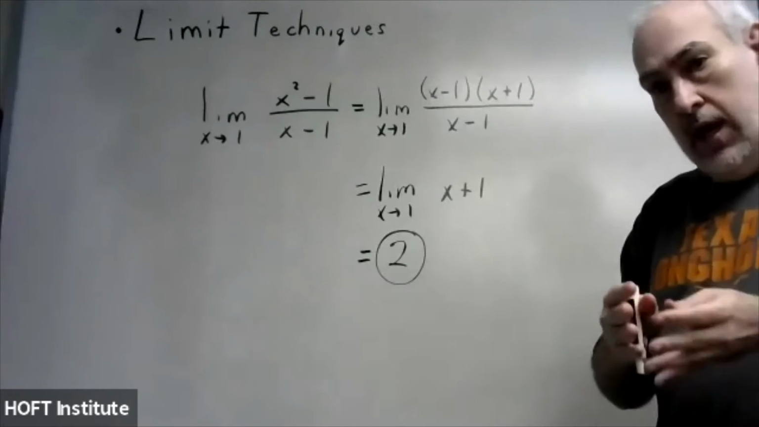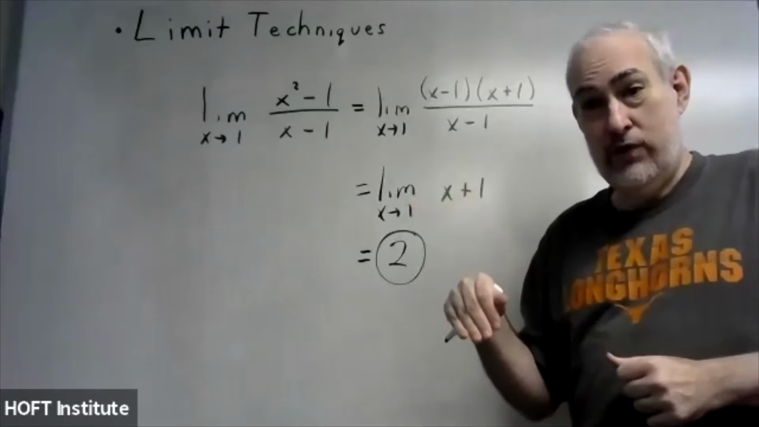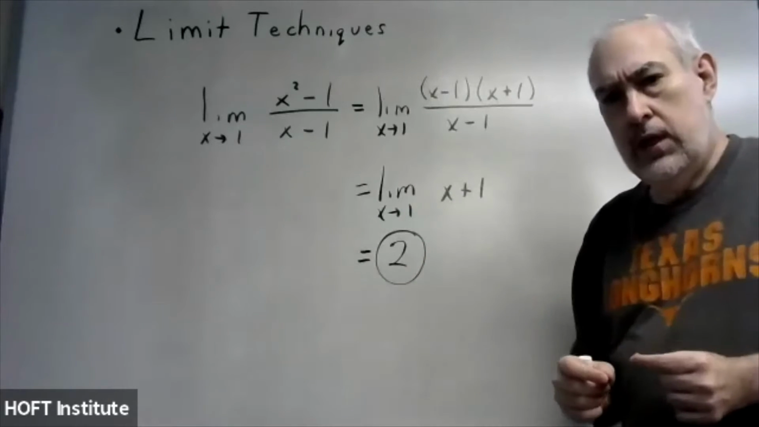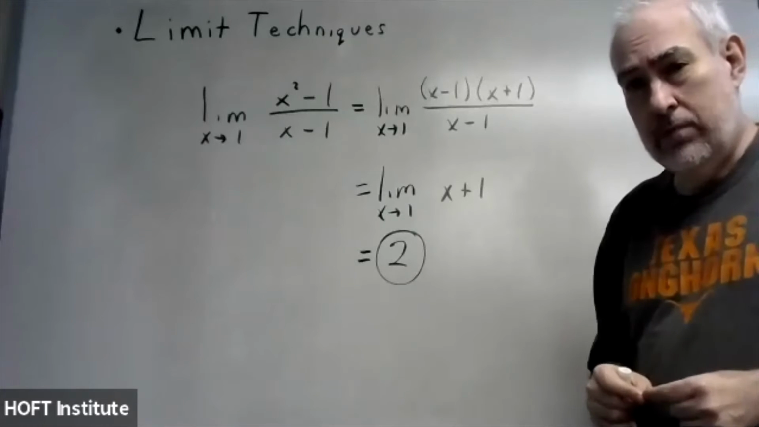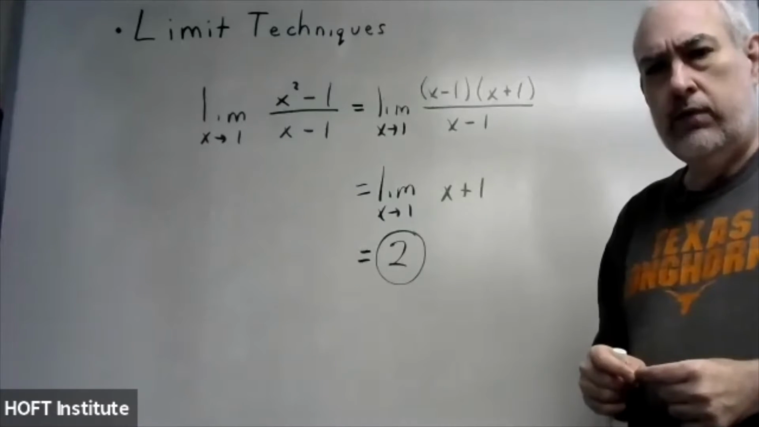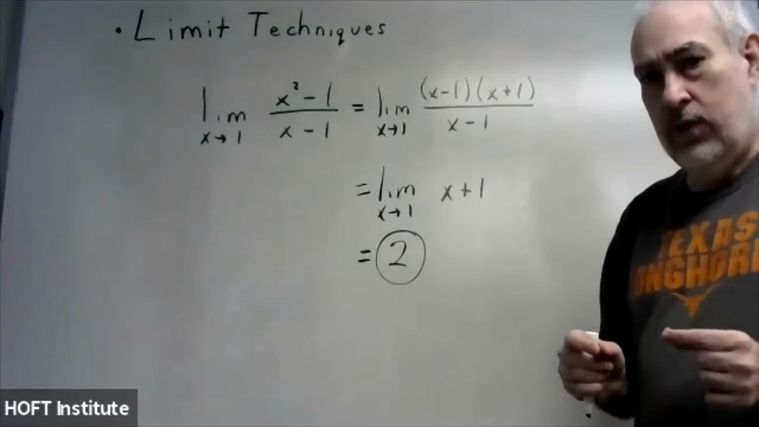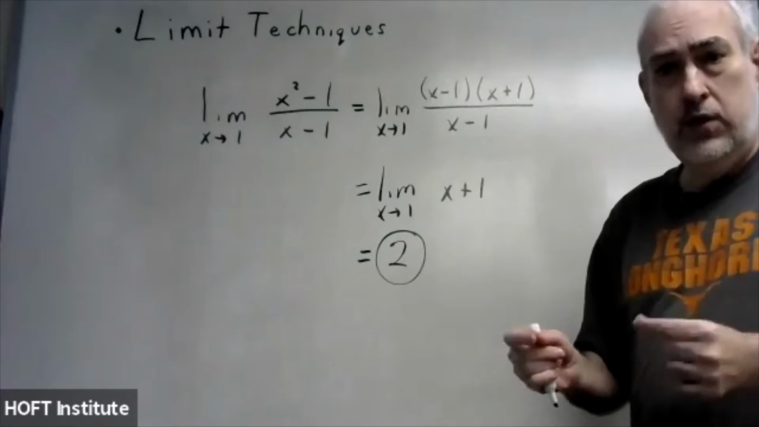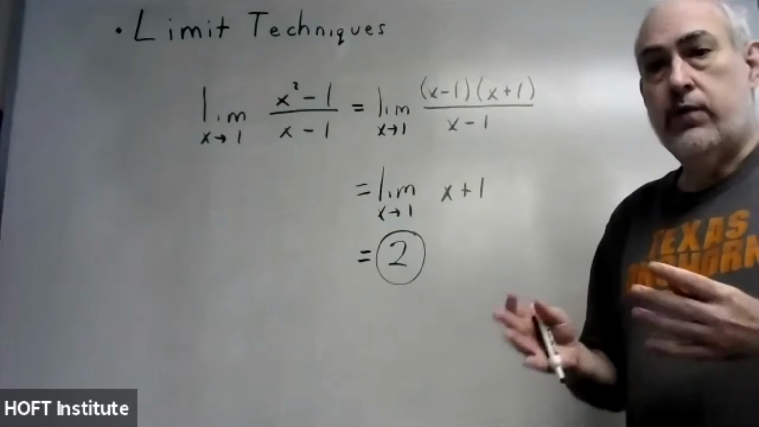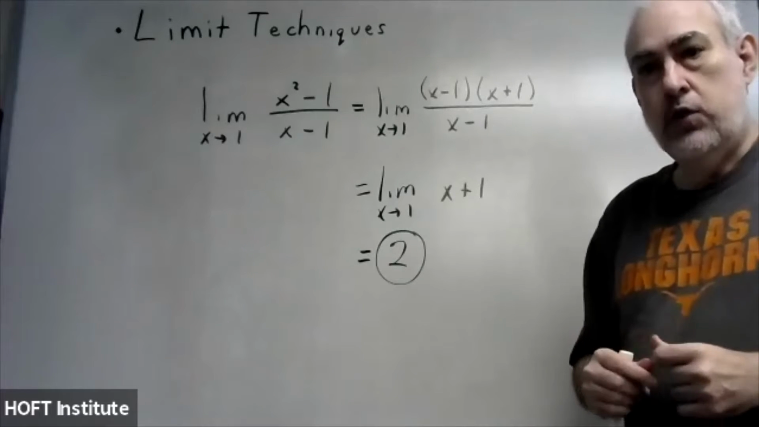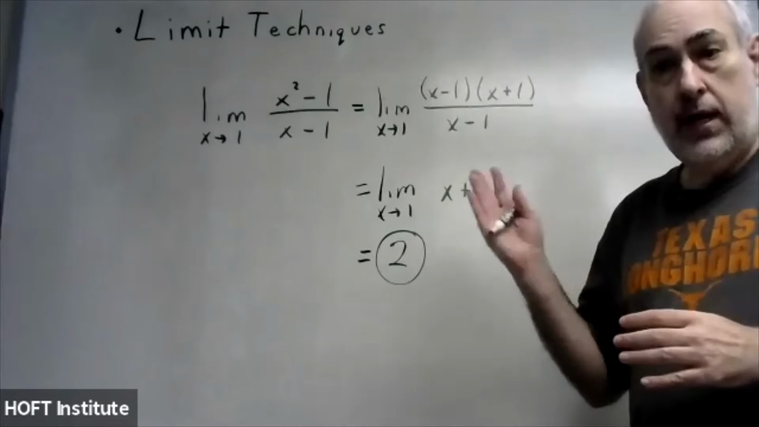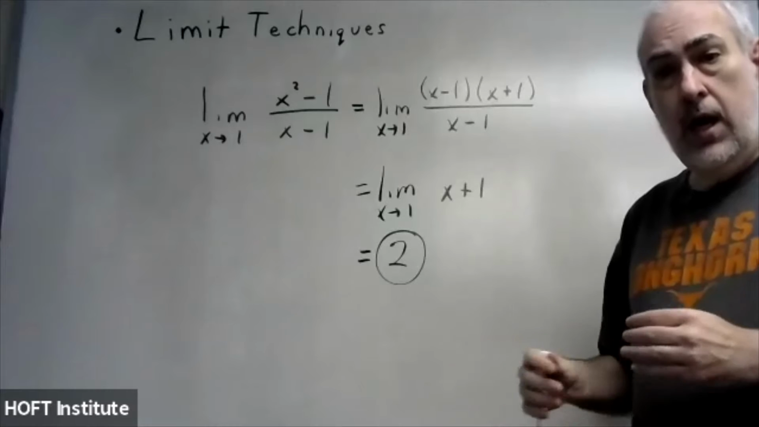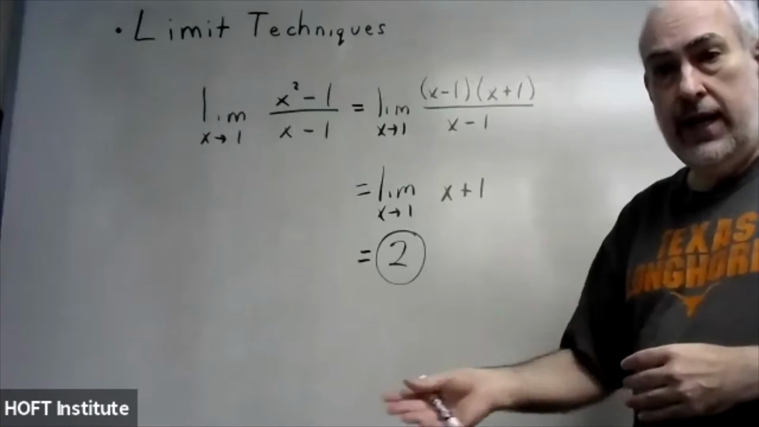Now, does that mean that every single limit that is 0 over 0 is 2? No. Okay. 0 over 0 is something called an indeterminate form. An indeterminate form is one in which you cannot tell what the final answer is just based on the form alone. You need to do more work. So whenever you see a 0 over 0 problem, you're going to have to do some sort of technique, like in this case, factoring and canceling, before you can get the final answer.